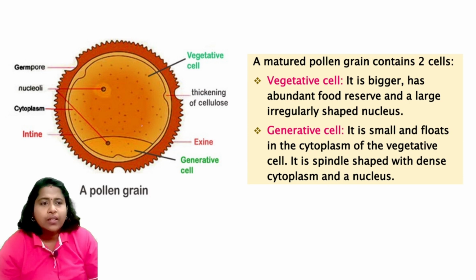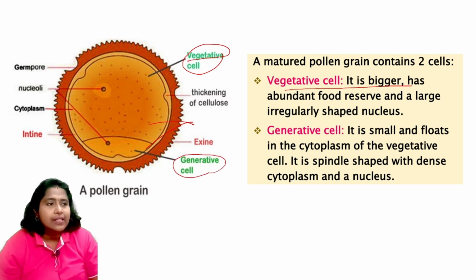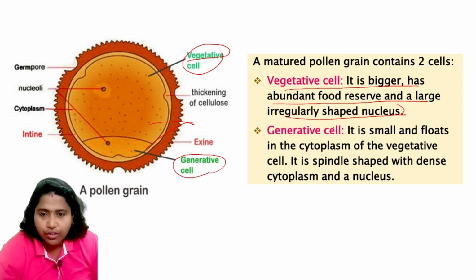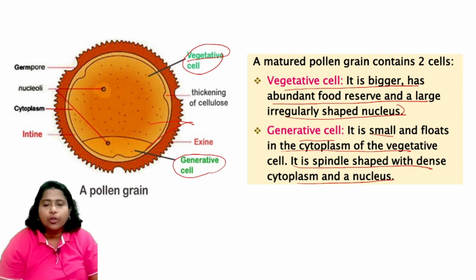Now a typical matured pollen grain has two cells, unequally divided. One bigger, larger cell is called the vegetative cell, and a smaller cell is called the generative cell. The vegetative cell is bigger and has abundant food reserves and a larger irregularly shaped nucleus. The generative cell is small and floats in the cytoplasm of the vegetative cell. It is spindle shaped with a dense cytoplasm and a nucleus.